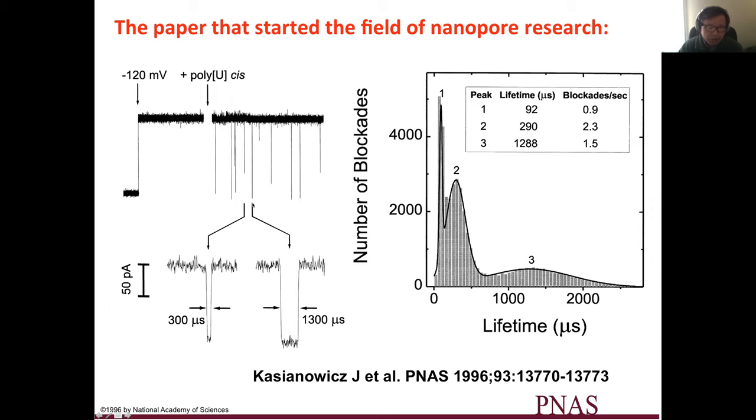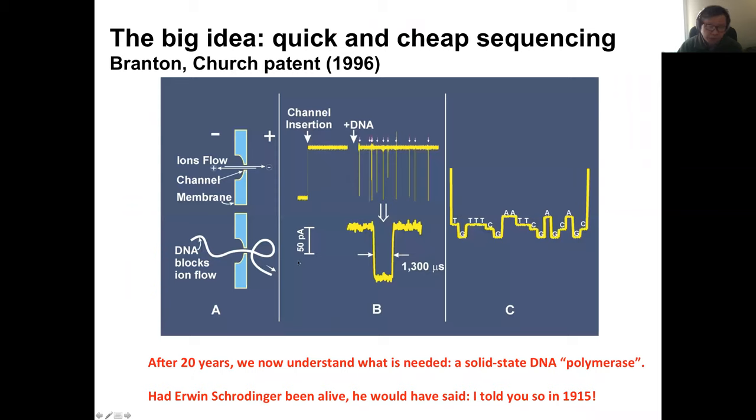If you blow up each event, you see that they have a width, and this ionic current level might be related to the size of the molecule. This gave them the idea, which was also patented, to sequence DNA using nanopores. As the single-stranded DNA is put through a pore, if you can make the pore so small that you can sense one nucleotide at a time, which turns out to be extremely challenging.